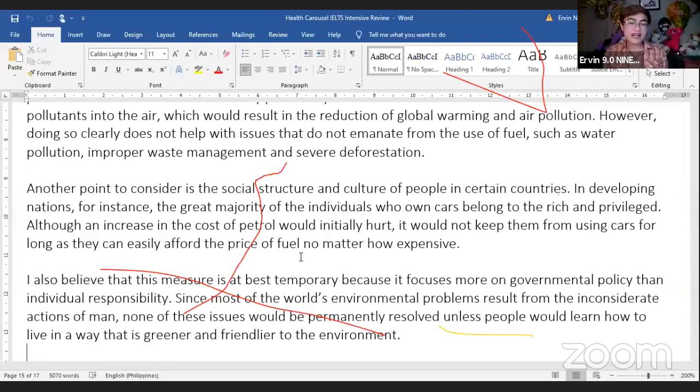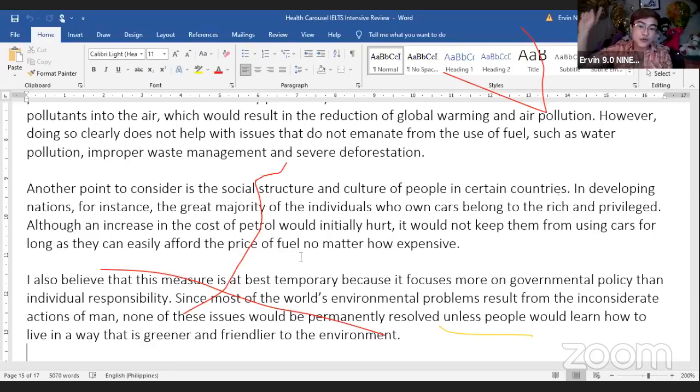But for Class A, for Class B, 540,000, 800,000, 700,000, that's nothing for them. They can even afford to buy a car at least 540,000 pesos. How much more liter at just 100 pesos per liter? That is the point of Brian in this paragraph. You have to understand the social structure and culture. Yes, not everyone can own a car. But for those who own cars, they are the ones who are rich and privileged. It will not hurt them at all if we increase the cost of fuel.